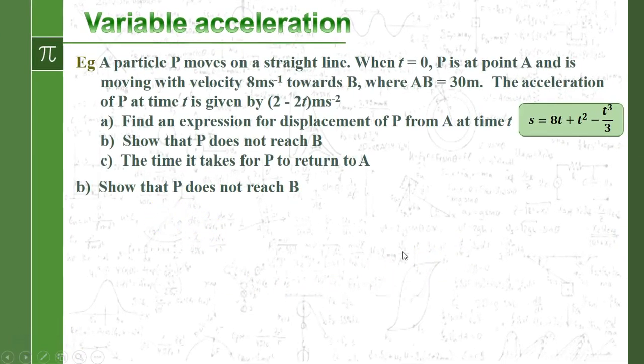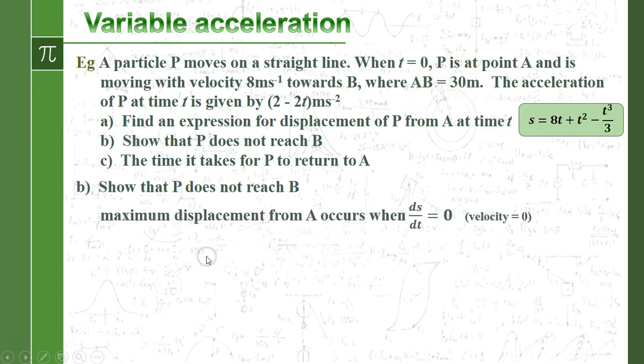Right, next part of the question says show that P does not reach B. We're told that AB is 30 metres, so essentially what we've got to prove is that the displacement never gets to 30. So how are we going to go about doing that? Well, our maximum displacement from A occurs when ds/dt equals 0, i.e. at the point at which this object is accelerating along a straight line, and it comes to a stop instantaneously, it's at rest, and it turns around and comes back the other way. And that point where it's instantaneously at rest is when velocity is 0, ds/dt equals 0.